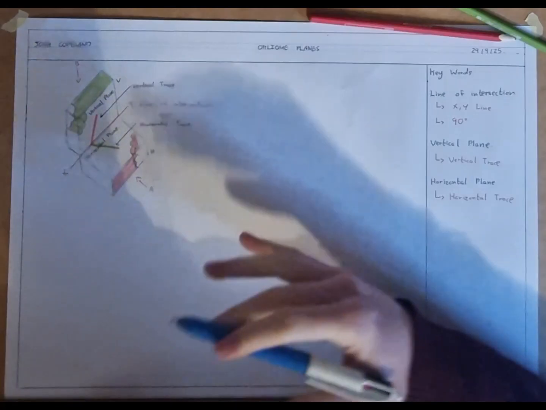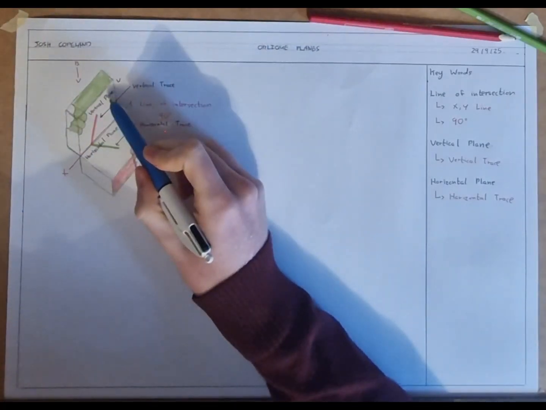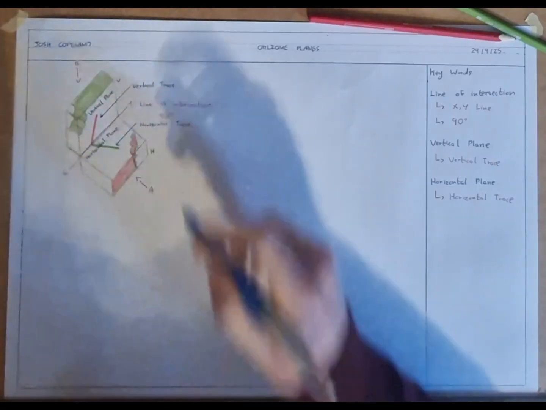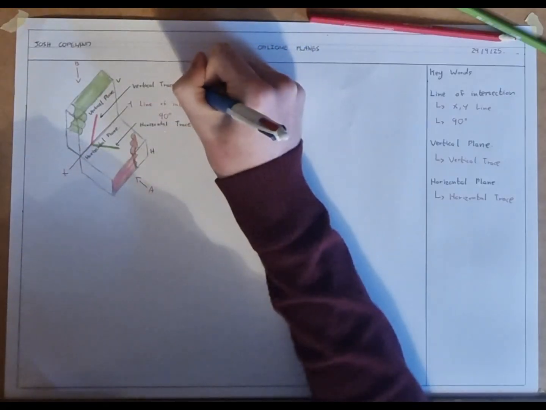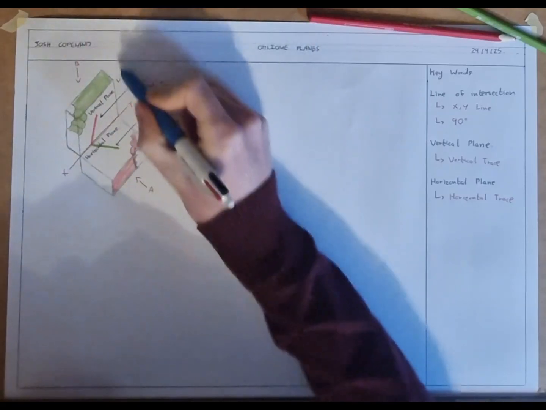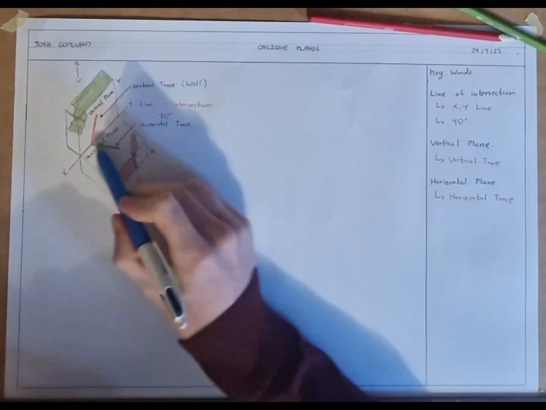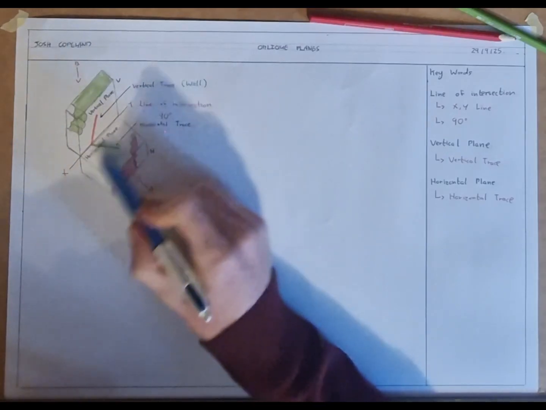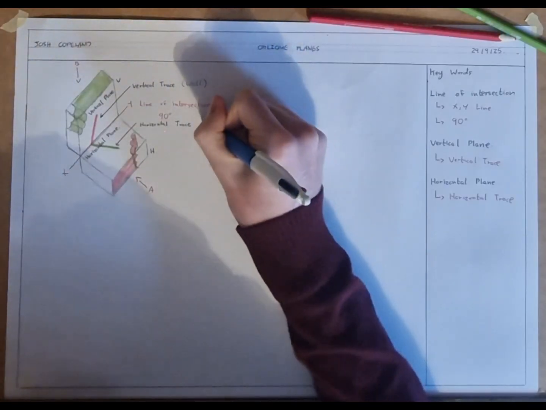So, another way to describe this is our vertical plane. We know we draw our vertical trace, but our vertical plane could also be known as the wall, because our walls are vertical. Similarly, our horizontal plane is where we draw our horizontal trace, and we can also call that the floor.